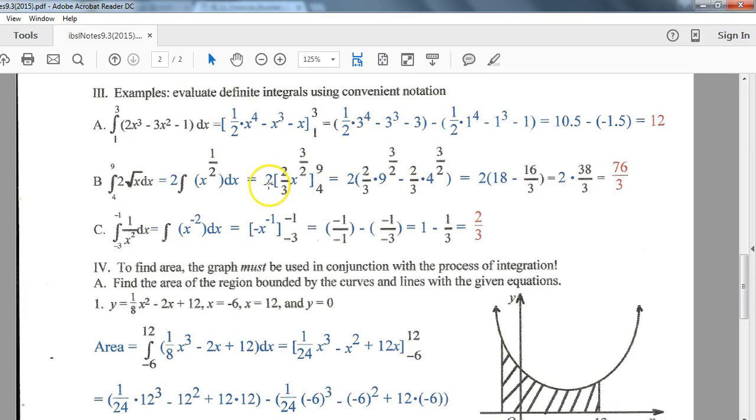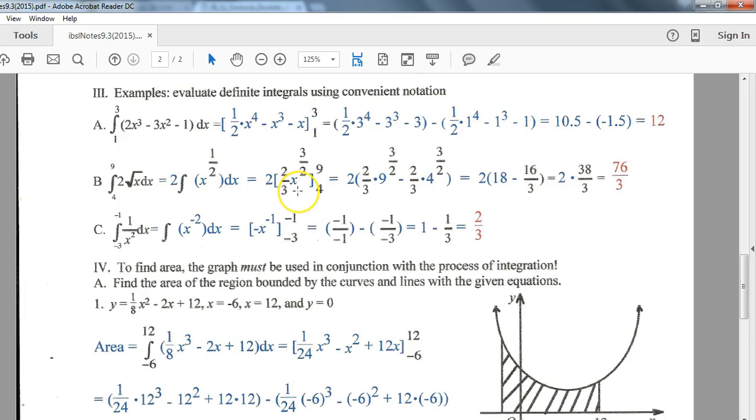Now we can bring in the constant that we had, and so here's the 2. So you could do what they did and save it for the end, or you could filter it in right now and call this 4/3. Either way, it doesn't matter.